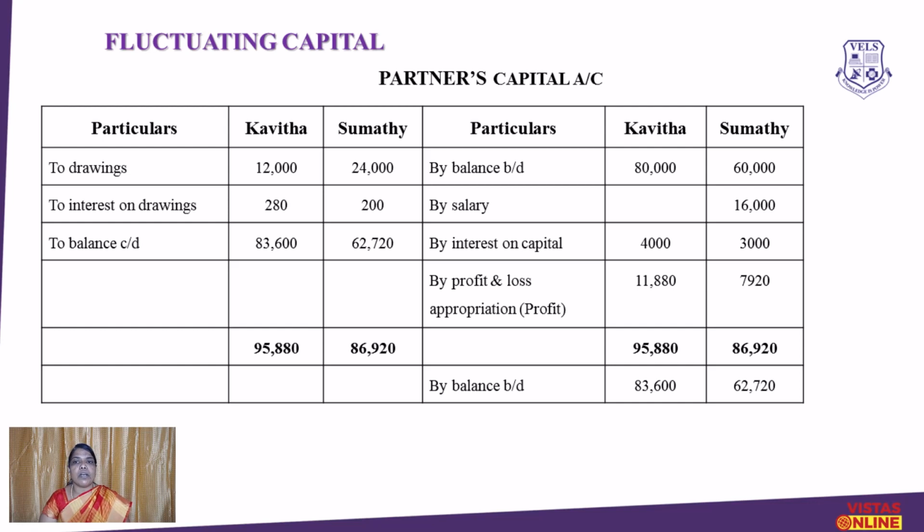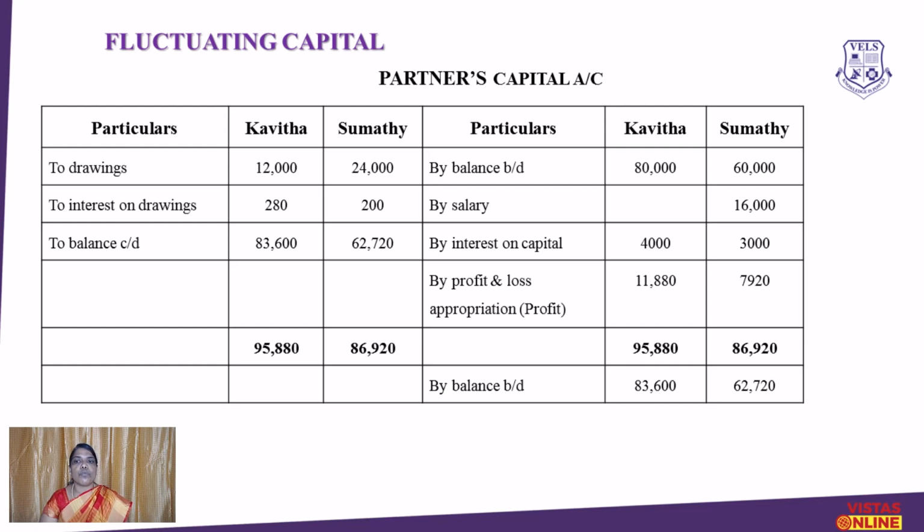First we can put the total for Kavita. In the Kavita amount column, the credit side is higher than the debit side total. In the Kavita column the total amount is 95,880. After subtracting the debit side total, we will get 83,600. So we can write it to balance CD in the Kavita amount column, 83,600.